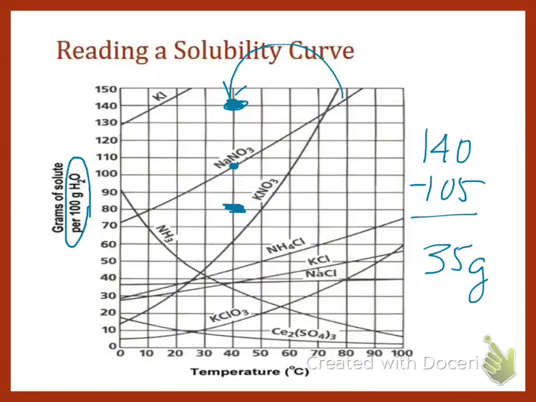Okay, so that's how you read a solubility curve. If you're on the line, you're saturated, your maximum amount. If you're below, you're unsaturated. I could add some more. If you're above, you're supersaturated. Okay, supersaturated.